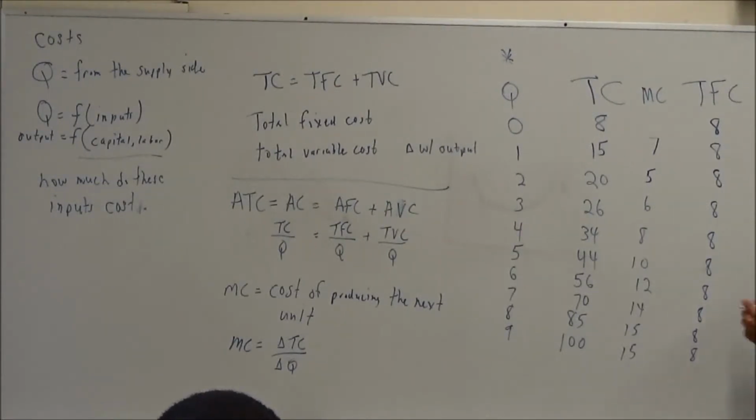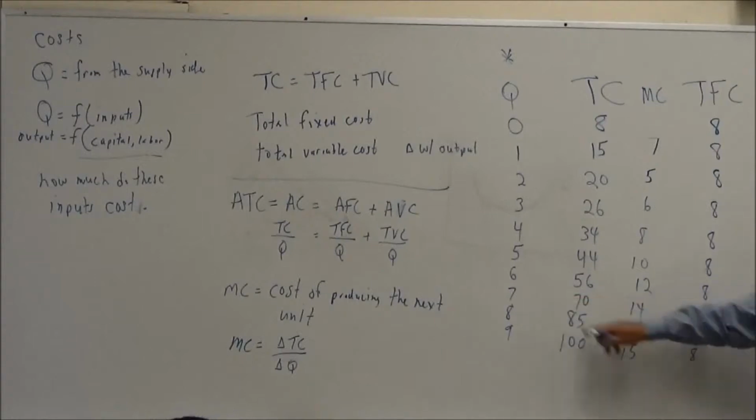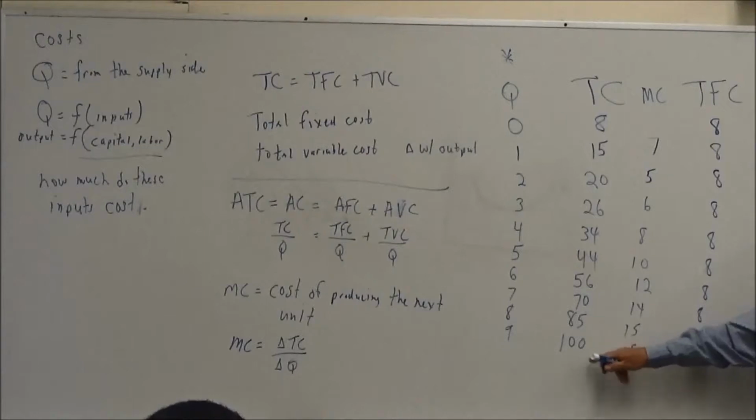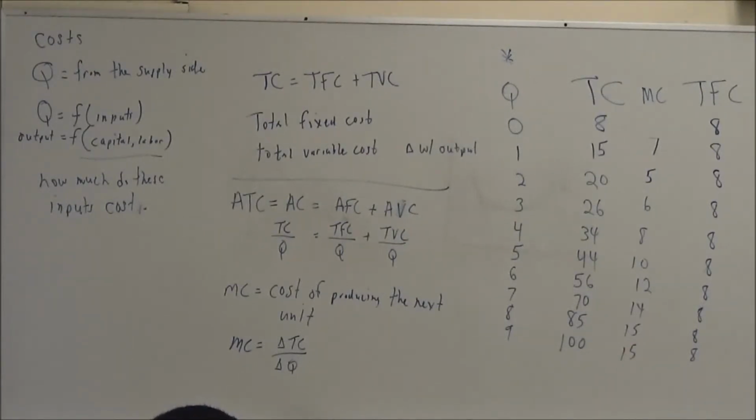So the next one is 56 divided by 6, 9.3. And 70 divided by 7 is 10. And 85 divided by 8. Okay, awesome. And then 100 divided by 9. So what happened with this is it went down and it slowly went back up. What happened with this is it went down sharp and then went back up quickly. Just looking at those numbers here.